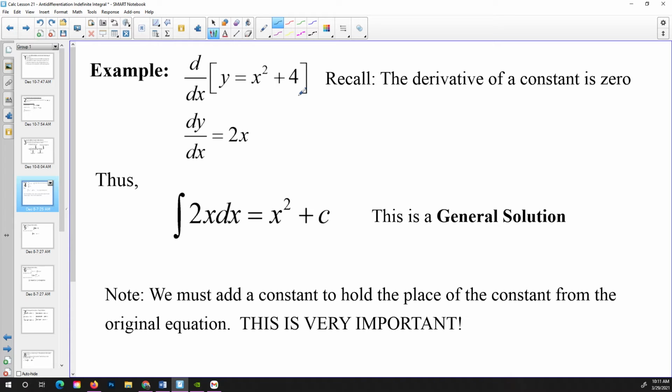If I didn't know what the original constant was, this c represents a placeholder. As it is written here, x squared plus c, this is called a general solution. This is very important. Note, we must add a constant to hold the place of the constant from the original equation. Again, this is very important. If you don't put your plus c when you do an indefinite integral, you will lose points.